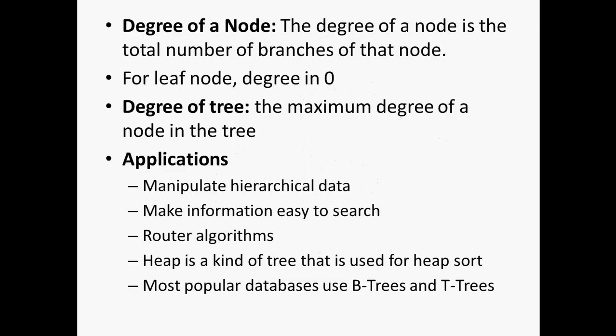Degree of a node. The degree of a node is the total number of branches of that node. So how many children are connected to a node is nothing but the degree of the node. For a leaf node the degree is 0 because it doesn't have any child. So degree of a tree. If there are n nodes in the tree, we can find out the degree of each node, and the maximum value of degree of any node is the degree of that tree. If there are 5 nodes and one of the nodes has degree 5, and that is the maximum value, then 5 will be the degree of the tree.